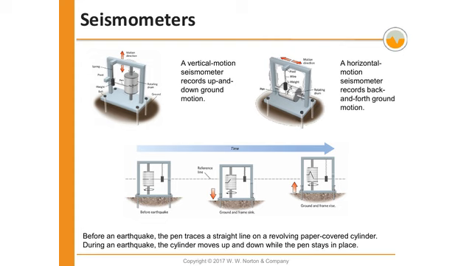Before an earthquake, the seismometer's pen traces a straight line on a revolving paper-covered cylinder, indicating no motion. During an earthquake, the cylinder moves up and down, while the pen remains stationary, resulting in a jagged line capturing seismic waves. Understanding this mechanism is crucial for interpreting seismic data and assessing earthquake intensity and duration.